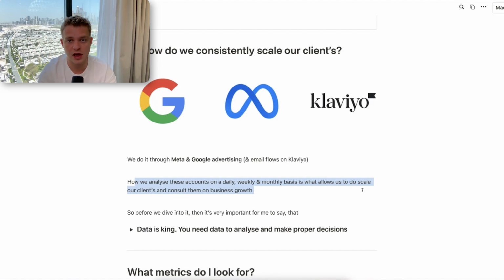We get all of the KPIs, we get all of the data inside these ad accounts to be able to consult our clients in terms of how the business can progress and move forward here.